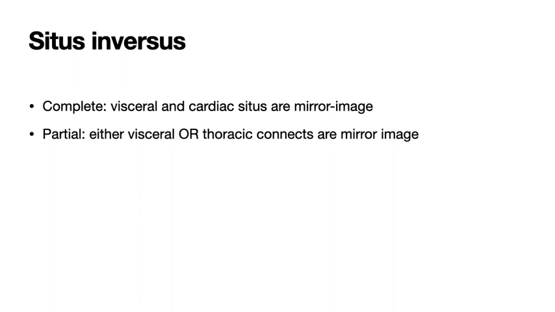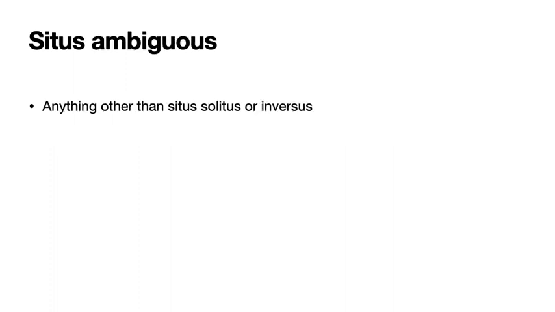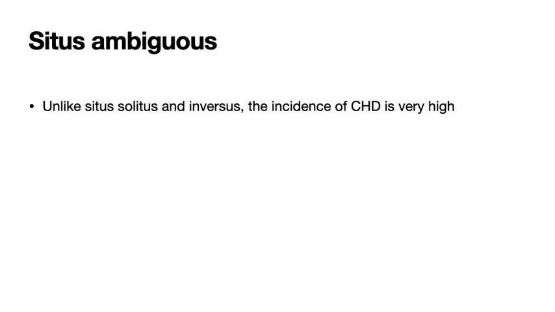And if it's anything besides those, it's called situs ambiguous. So if you don't have normal situs solitus, and you don't have situs inversus, you've got something in between, and that is situs ambiguous. All right. Now, with situs solitus and situs inversus, the incidence of congenital heart disease isn't very high, but with situs ambiguous, the incidence of congenital heart disease is very high.